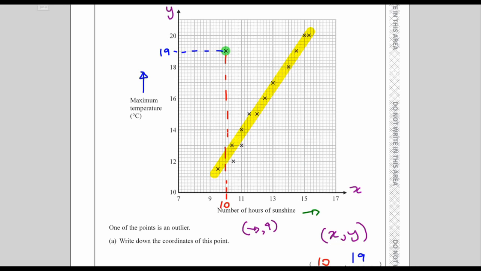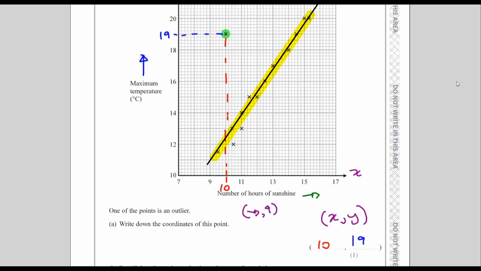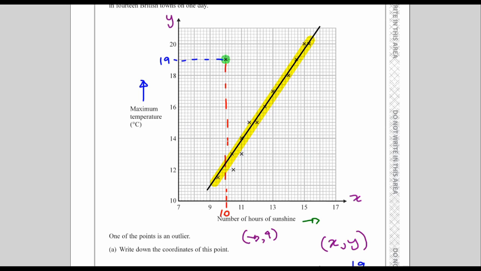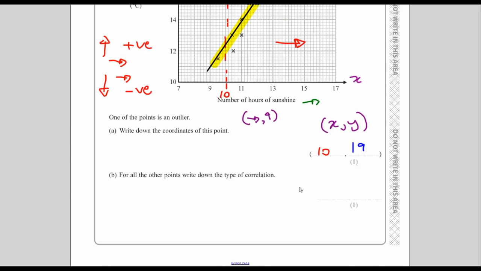So something like that. Right. So the type of correlation. Well, if you look at what's going on, the temperature is going up, straight up, and the number of hours of sunshine is going up. When they're both going up, we call it positive correlation. If one was going down as the other was going up, we would call it negative correlation. So the answer here is positive.